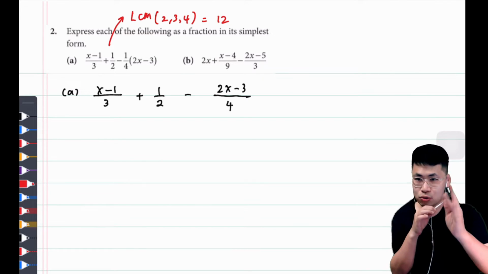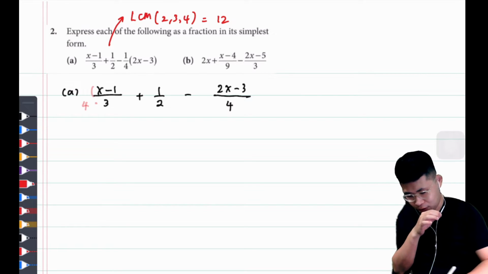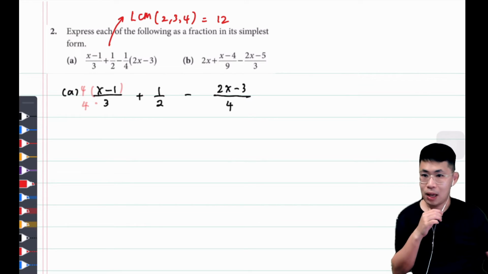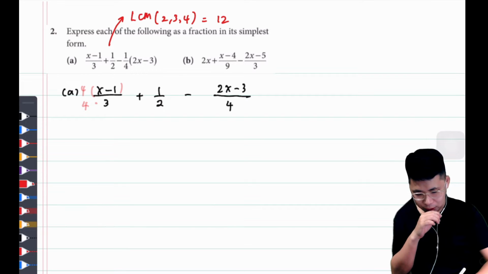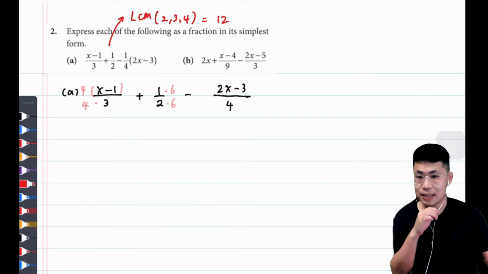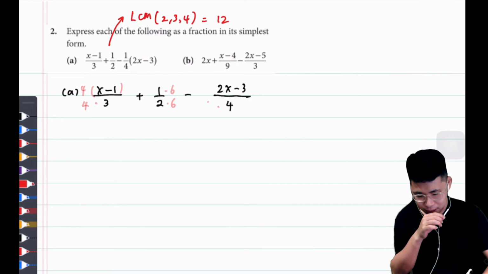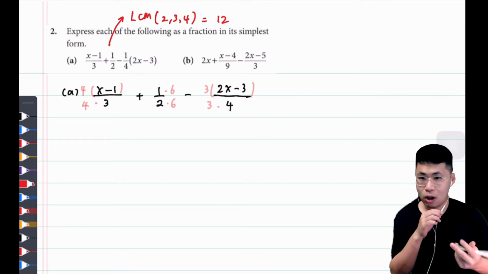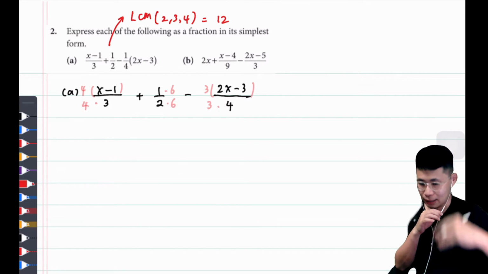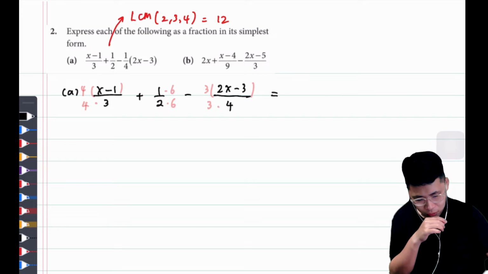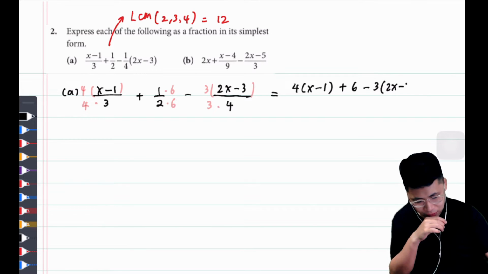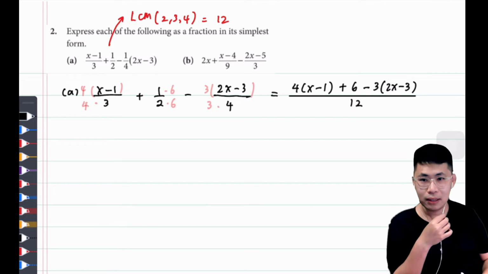So how do we make 3 to 12? We need to multiply by 4, on top multiply by 4. How do we make 2 to become 12? We need to multiply by 6, on top multiply by 6. And the other one, how do we make it to be 12? We multiply by 3, and we multiply by 3 on top, balance. Alright, so balance up and down. So what do we have here? We have 4 times of x minus 1 plus 6 minus 3 times of 2x minus 3, whole thing over 12, common denominator.